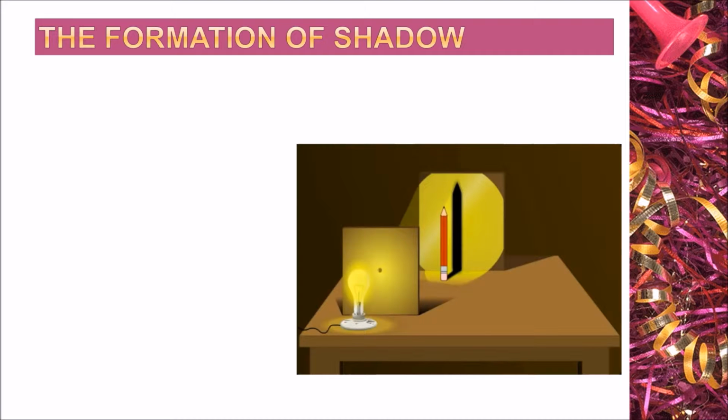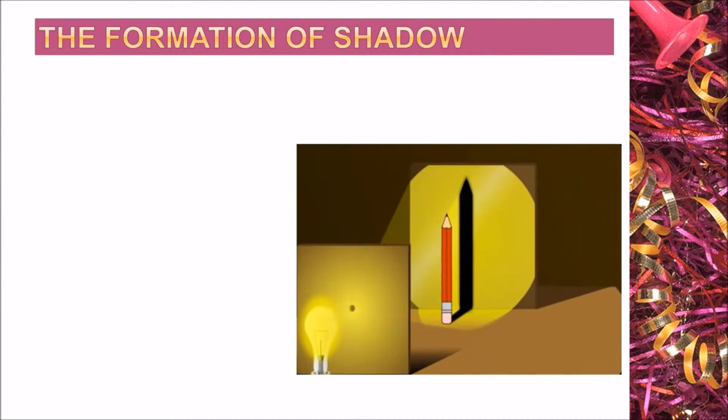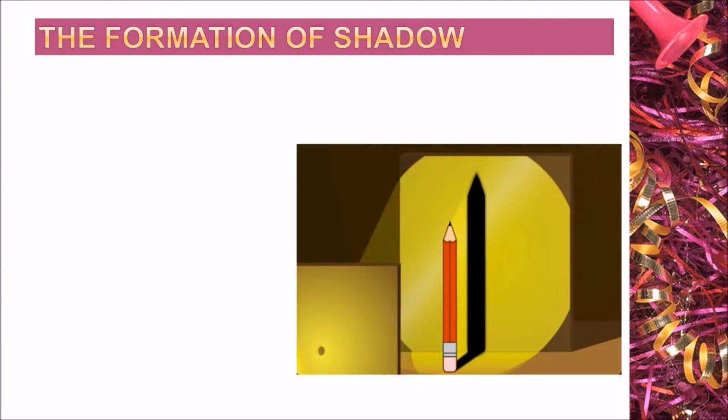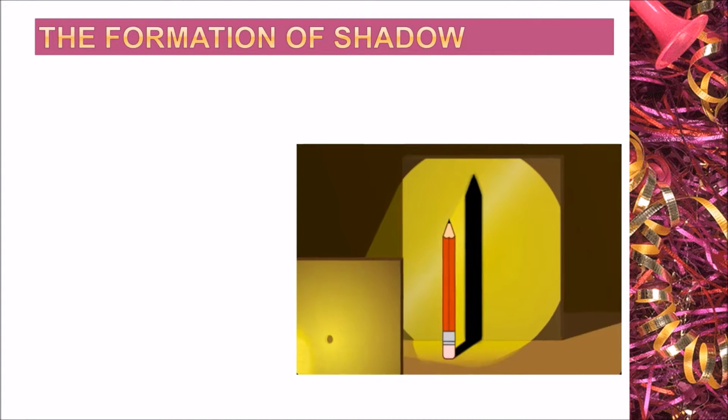Fine. Now what happens? The pencil does not allow the light rays to pass through it. And as a result, a shadow is formed on the screen. You see that? This is the shadow. That is the region on the screen that does not receive light. And this is the region on the screen that receives light.